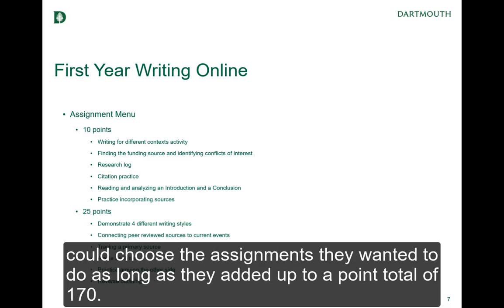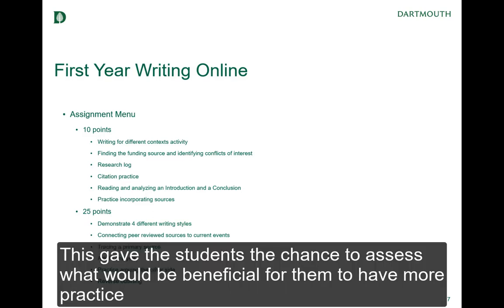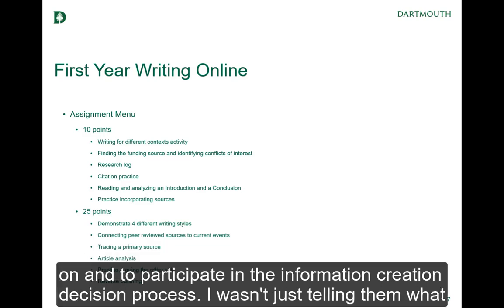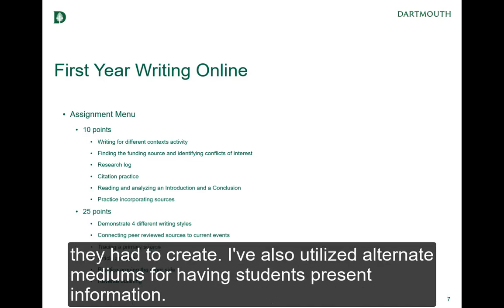So they could choose the assignments they wanted to do as long as they added up to a point total of 170. This gave the students the chance to assess what would be beneficial for them to have more practice on and to participate in the information creation decision process. I wasn't just telling them what they had to create.